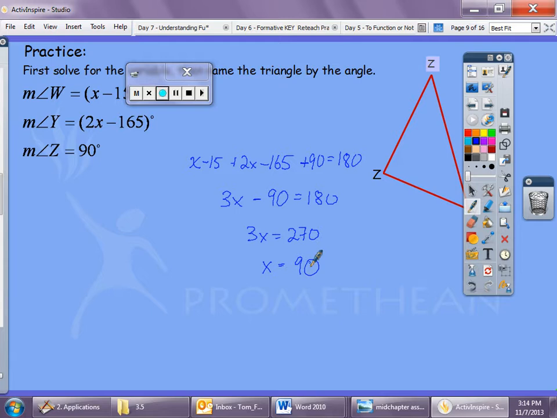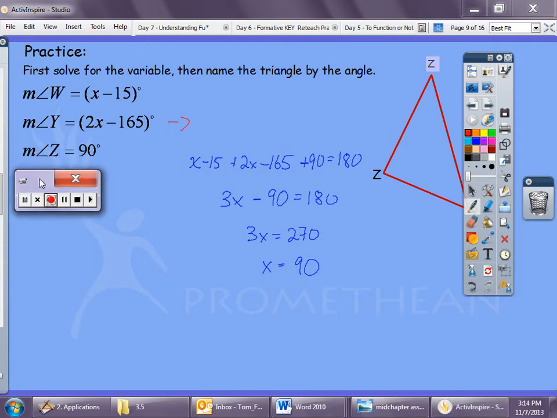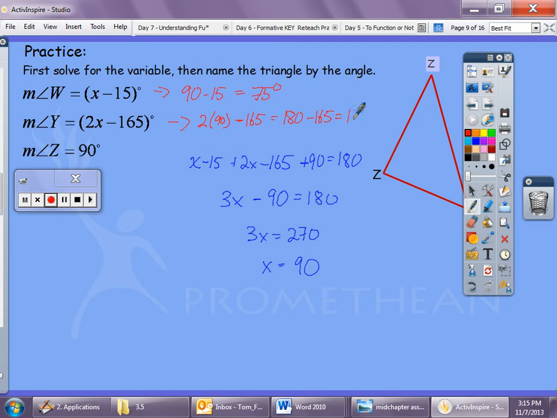Now we want to substitute this back in. 90 minus 15 is going to be 75 degrees. Then 2 times 90 minus 165 is 180 minus 165, which will be 15 degrees. Once again, we can add up our angles: 75 plus 15 plus 90 is 180, to show that when we add all three of them up, it gives us 180 degrees.